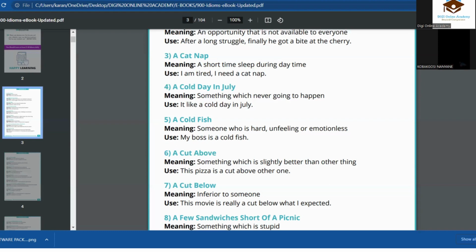The seventh one is just the opposite of the sixth one. It is a cut below. There was a cut above, and now it's a cut below. It is just the opposite, where you have something inferior to something. Like now grapes become inferior, right? So grapes are a cut below the apples. Because apples were a cut above, the grapes become a cut below.